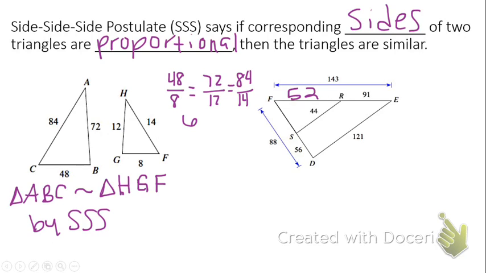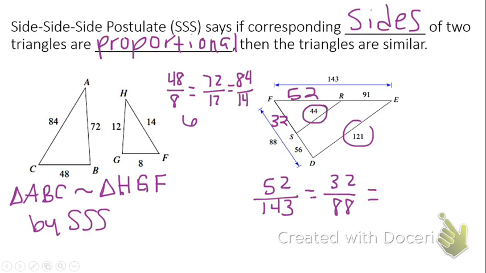So again, we can set up our little proportions. So 52 matches 143. Oh, we also have to find FS. So 88 minus 56 is 32 here. And then that 32 matches 88. And then our last ones are the bases, so 44 and 121.